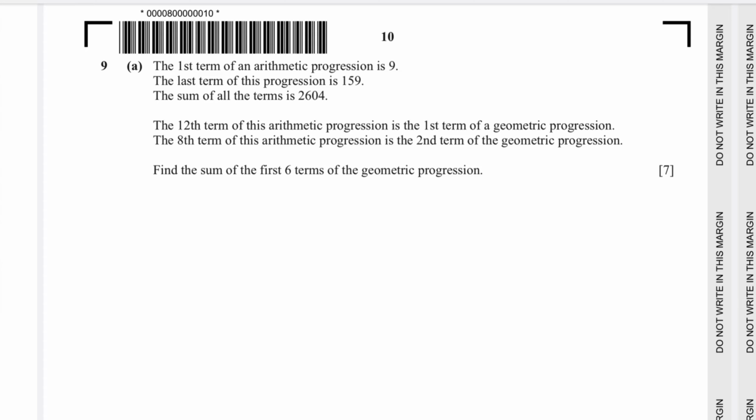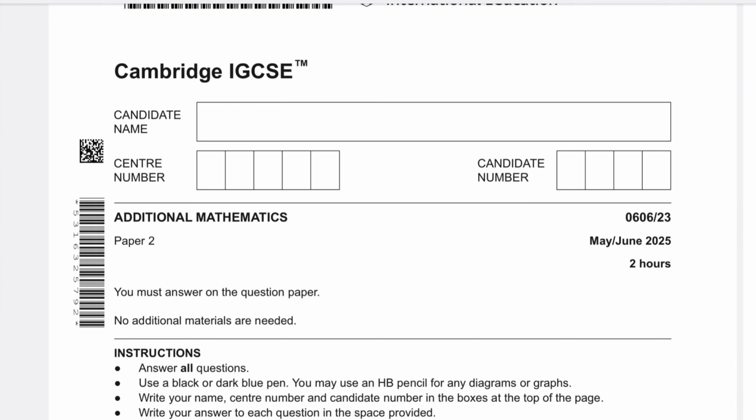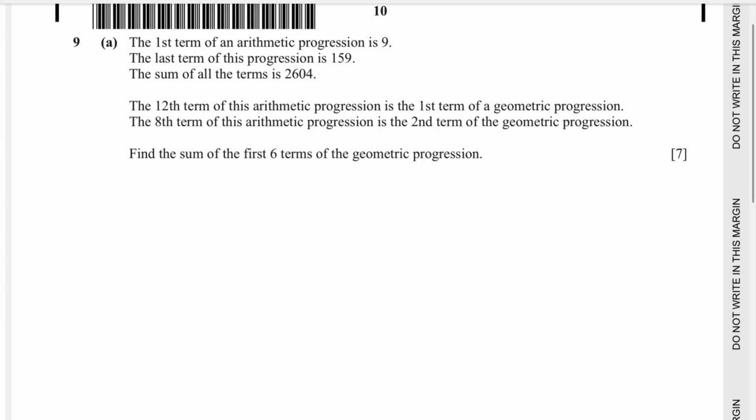Arithmetic progression and geometric progression, most students can do them separately, but this question puts them together, and that's where 12 marks quietly disappear. This is Additional Mathematics Paper 2, variant number 3, May-June 2025, question number 9.